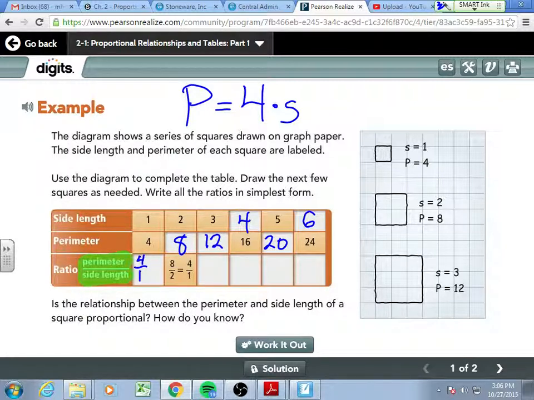You want to put your perimeter over your side length. So try to do it on your own, but look up here as you need to. Would it be 12 to 3? It'd be 12 to 3. And when I reduce by 3 on top and bottom, I get 4 over 1. So we are still proportional because they're all still equal, but we need to check all of them.